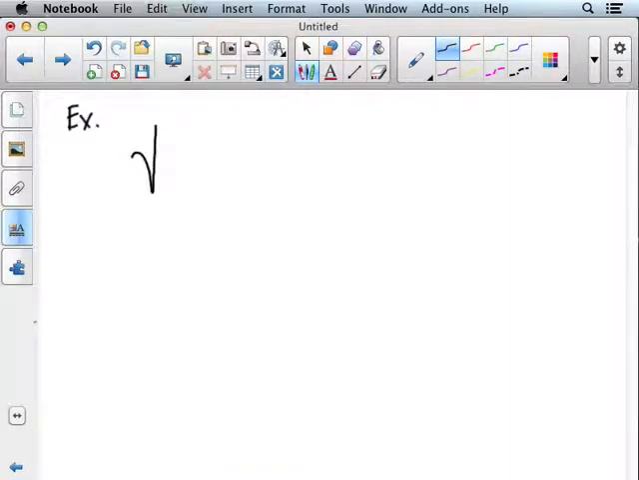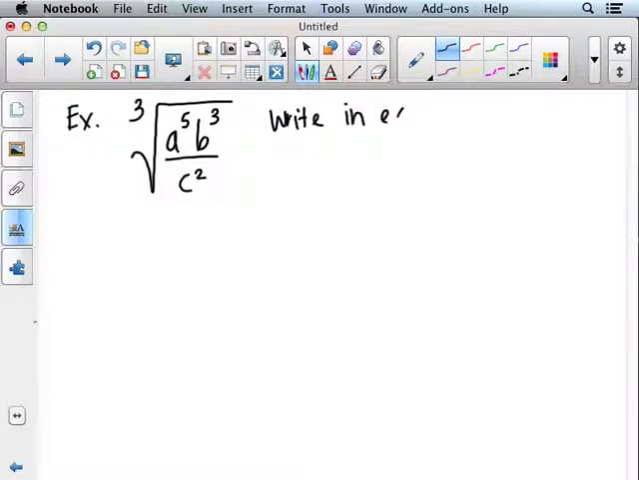There's 2 parts to this one also. So we'll say this is the cube root of a to the power of 5, b to the power of 3 divided by c squared. And the directions say write in exponential form. So right now we have it simplified in radical form. I want to go backwards and write in exponential form.